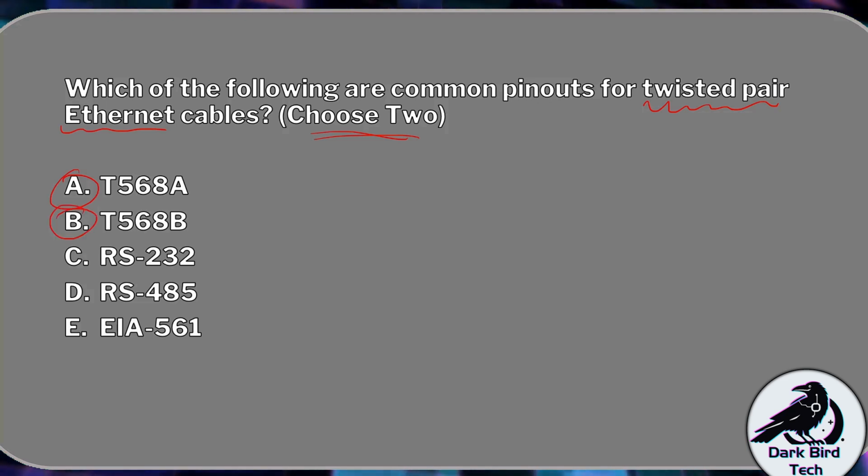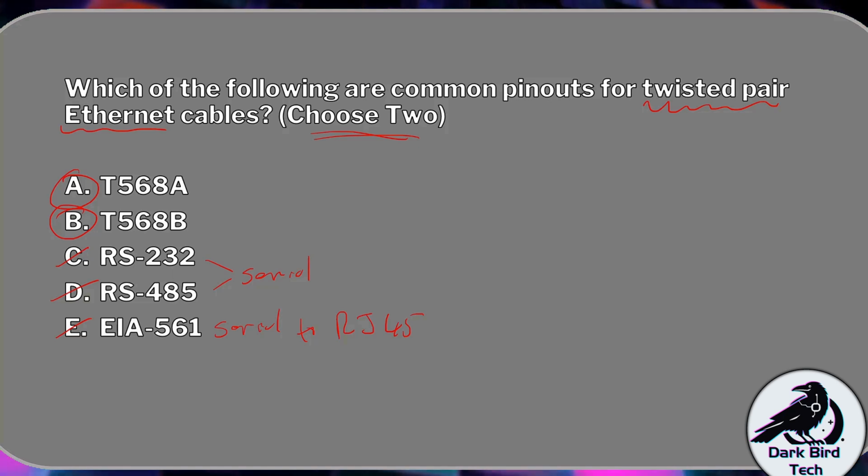RS232 and RS485, these are serial cables, not twisted pair Ethernet. And EIA561 is also not the option here, because this is a serial to RJ45, usually used for the console connection to an enterprise network appliance.